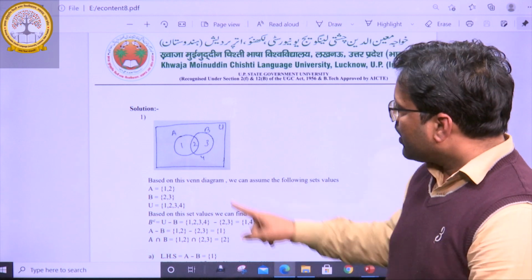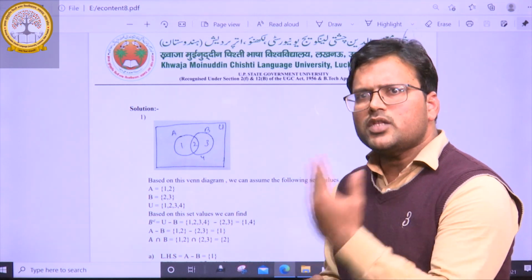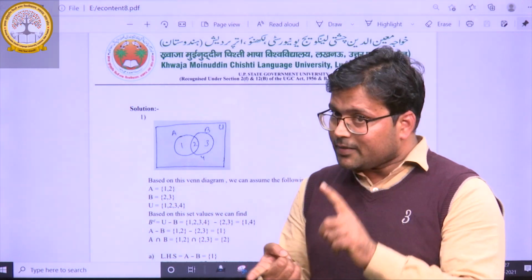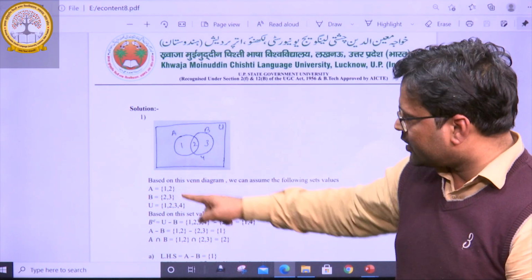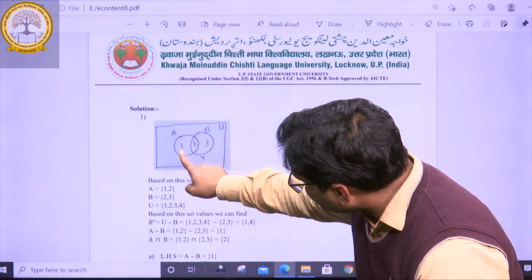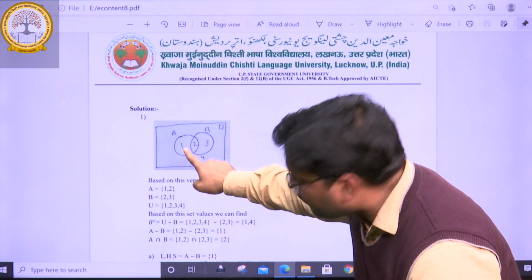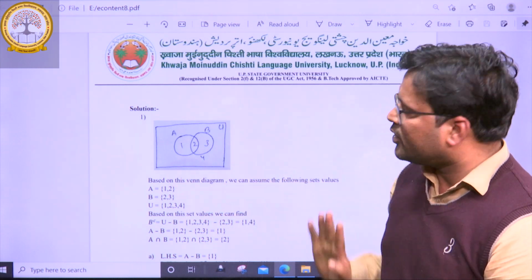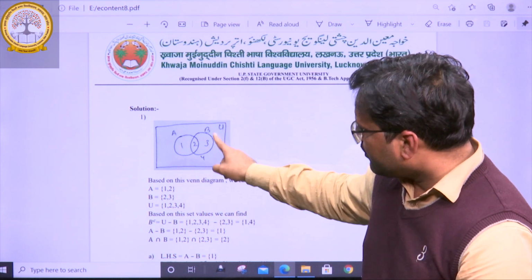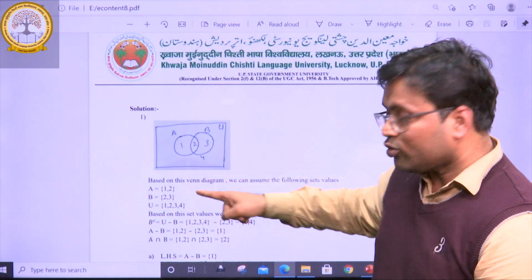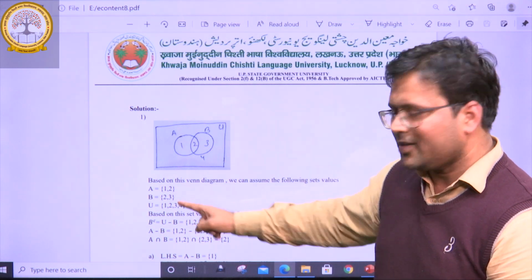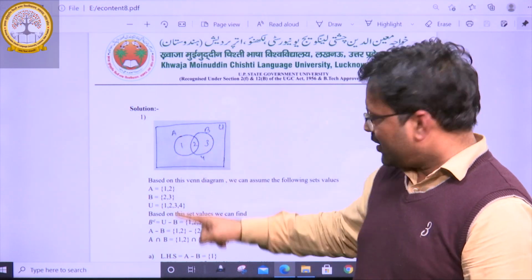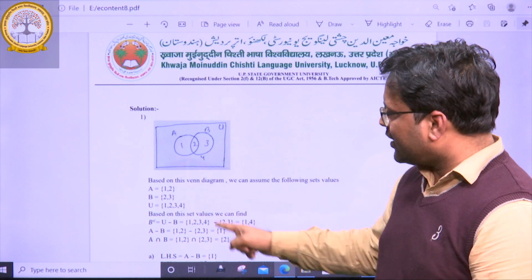Now on the basis of this division, we can find out individually the set A, the set B, and the universal set. So the set A is region A. In set A we have region 1 and 2, so the set A will contain 1 and 2. Now in set B we have region 2 and 3, so the set B would contain 2 and 3. Now the universal set is containing all the regions. So in the universal set we have 1, 2, 3 and 4.